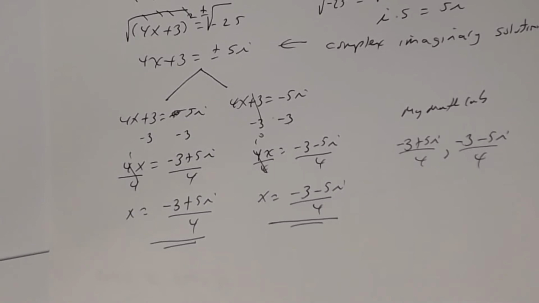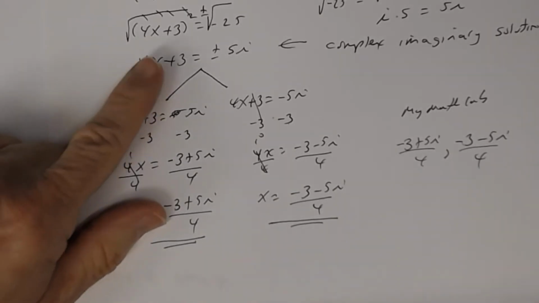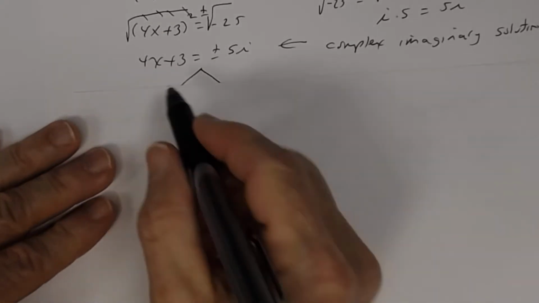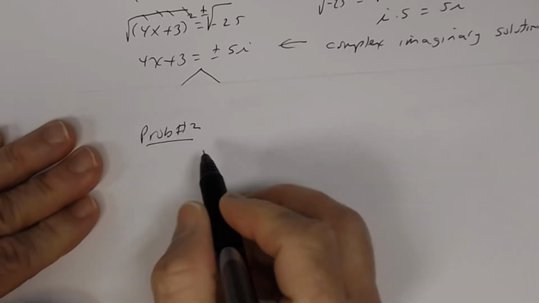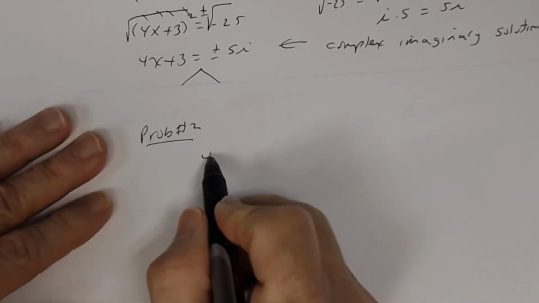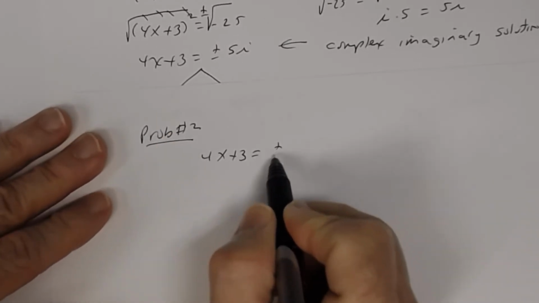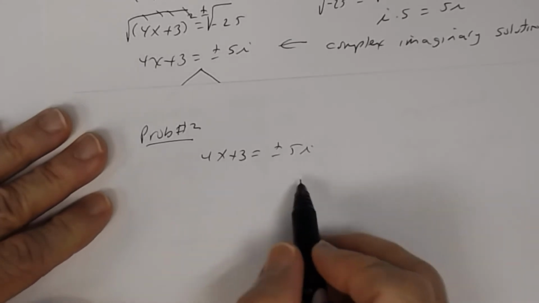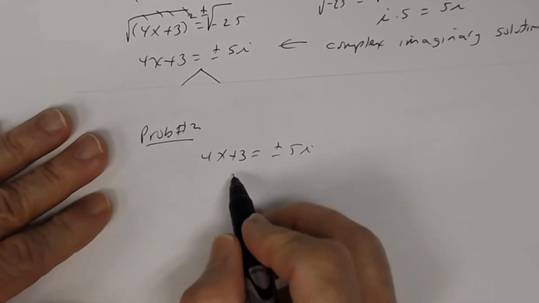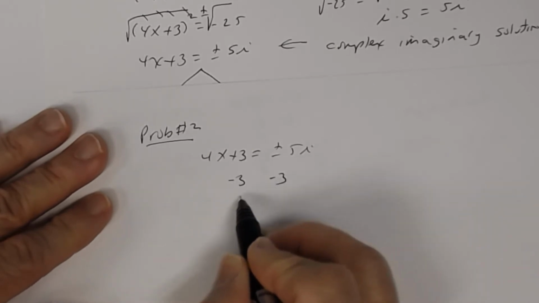Let me show you what else you could have done. At this point, you could have done this. So this is problem number 2. At this point you could have said, I have 4x plus 3 equal plus or minus 5i. And then instead of splitting it apart like we did here, let's just do this. So subtract 3 from both sides.